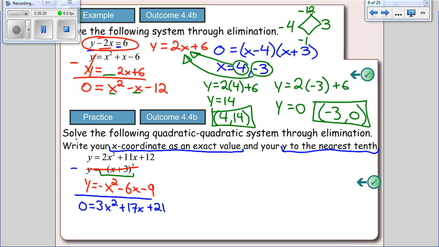If we can't factor, which we can't factor this thing, we have a different choice, and that choice is to use the quadratic formula or the box method. I'm definitely going to use the quadratic formula. So I'm going to fill out my quadratic formula as y equals negative b, so negative 17, plus or minus the square root of b squared, so 17 squared, minus 4 times a, which is 3, times c, which is 21. All divided by 2a.